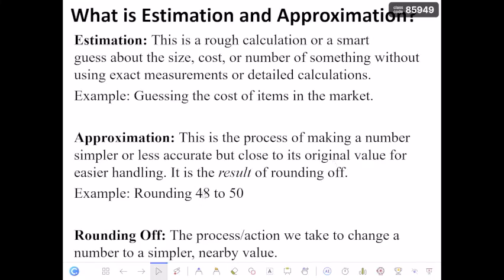A good example is something like 48. So 48 is a number. If 48 were money, you want to buy something that costs 48 naira. You may not have 48 naira to pay. So why not just take it to a more reasonable value, like 50, which is more reasonable to handle? Though it's not exactly correct, the accuracy is not too far, so it's still close to its original value. That's where the definition comes from. Then rounding off is a process or action we take to change a number to a simpler or nearby value. So this is just a statement for the definition of approximation and estimation.